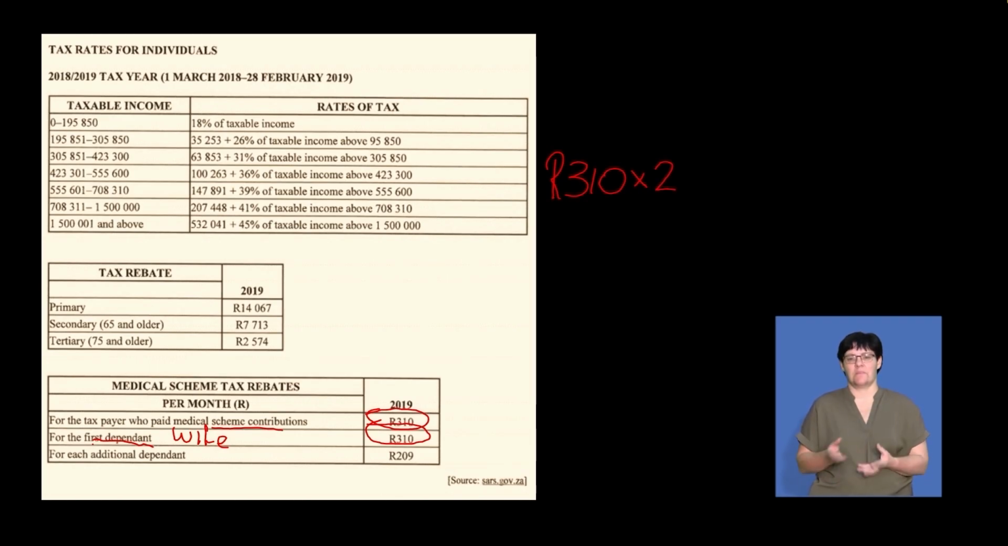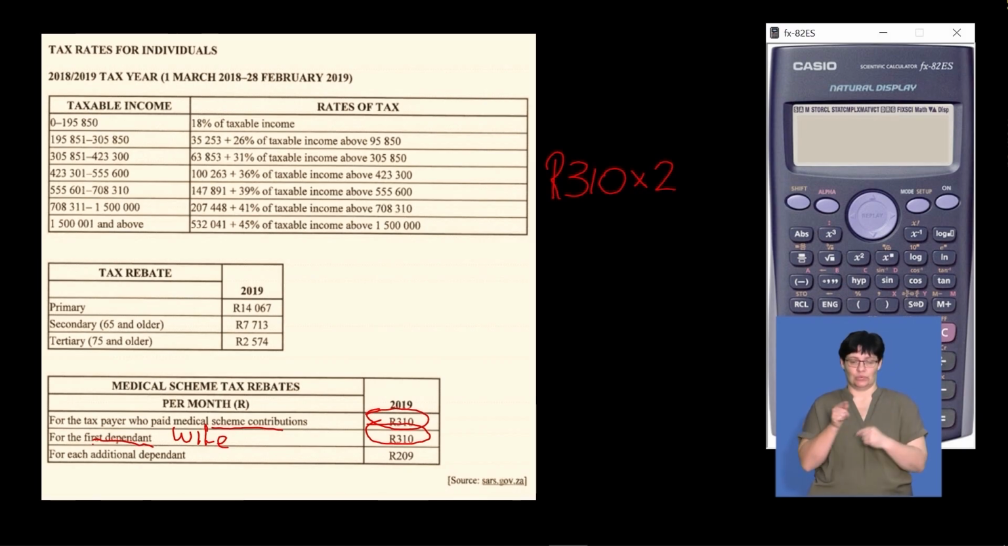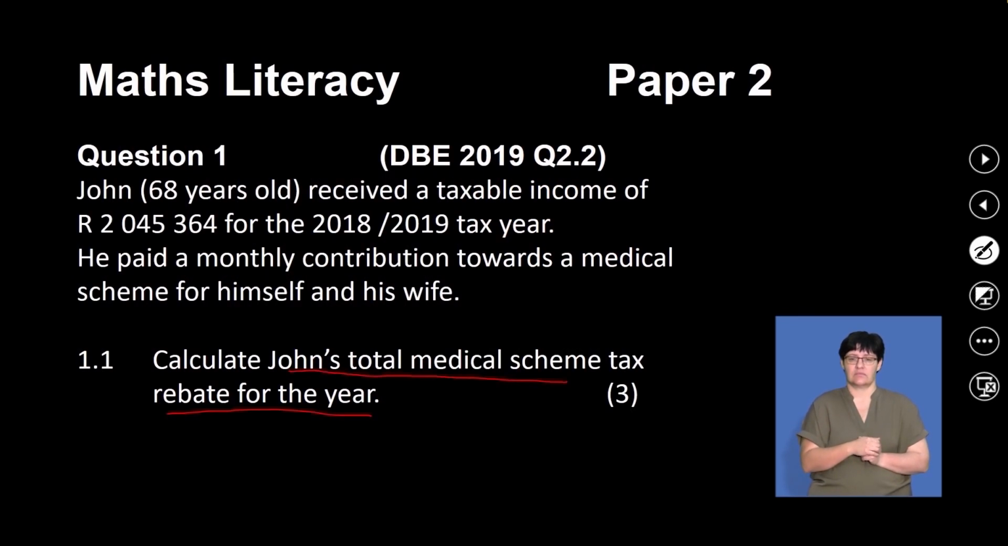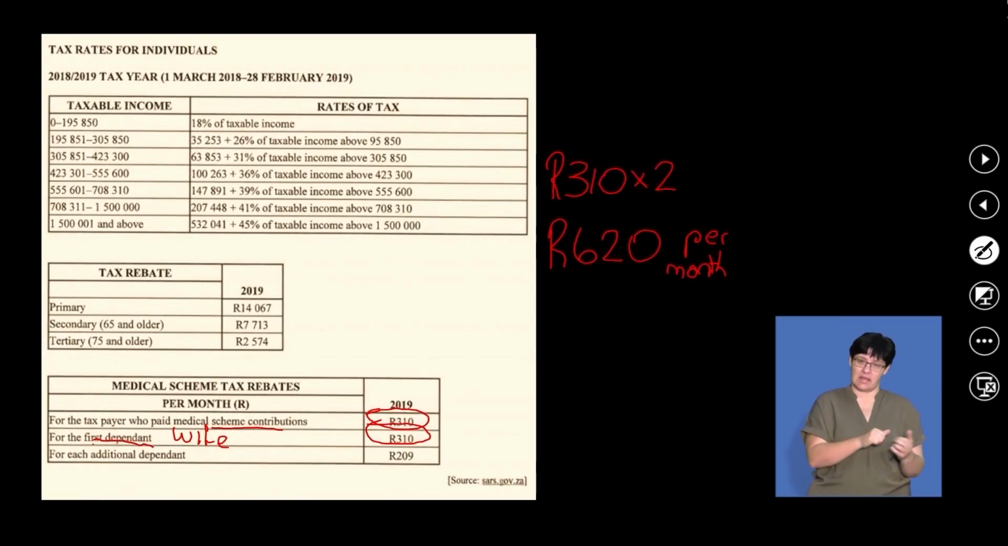Okay, so now let's go to our calculator and do this. I've got 310 Rand and I'm timesing that by 2, or adding 310, and I get 620 Rand. That's per month. Now remember, go back to the question. The question said calculate for the year. So now we're going to go back and do this calculation for the year. Let's get our calculator out again.